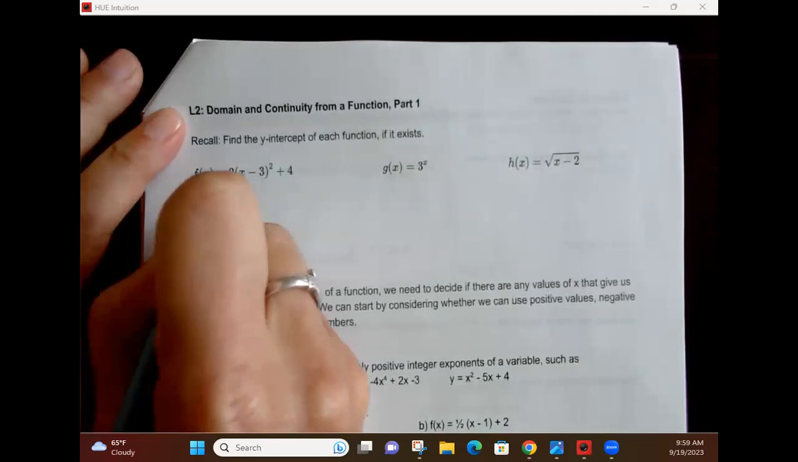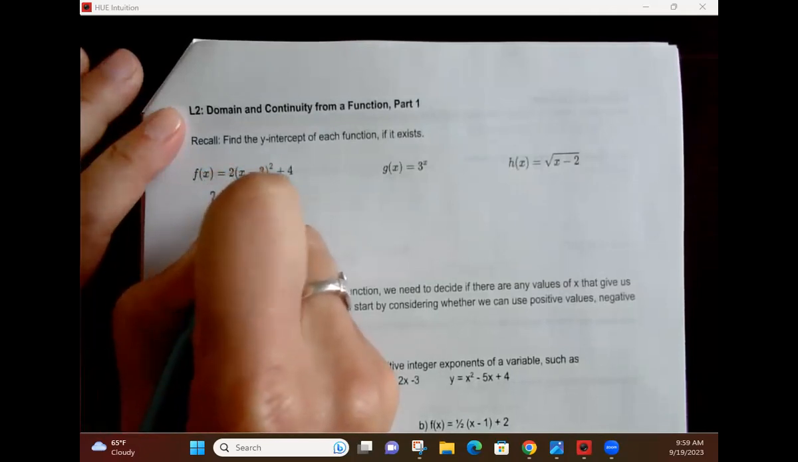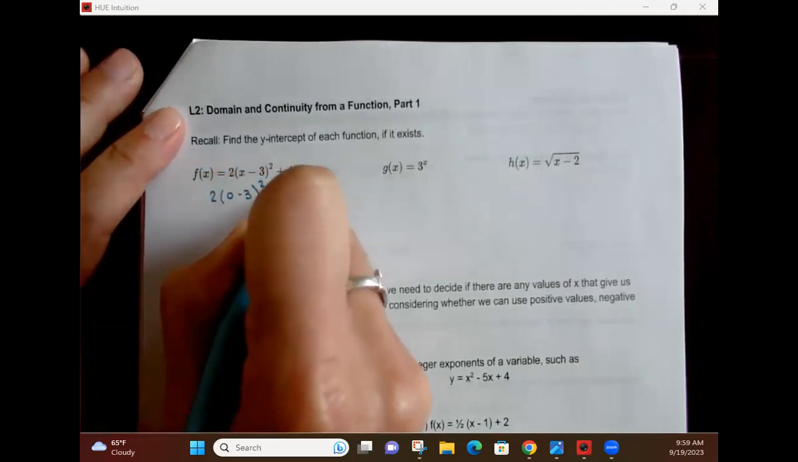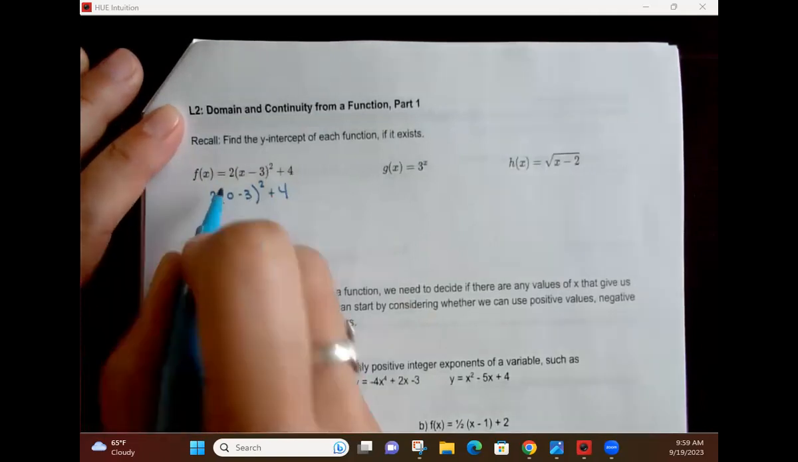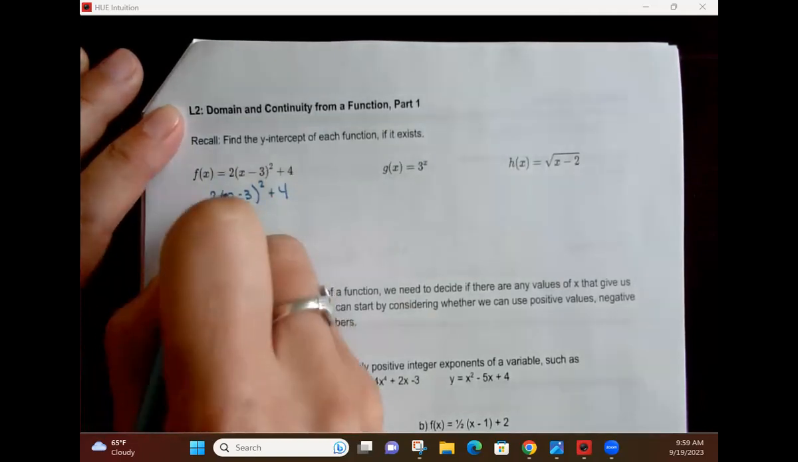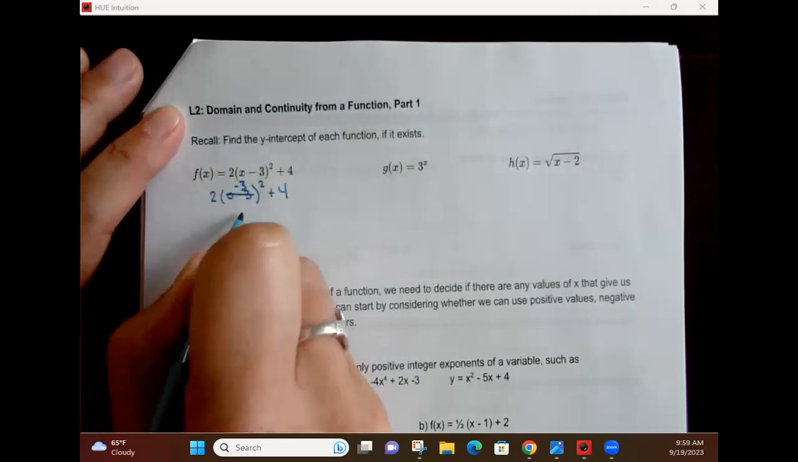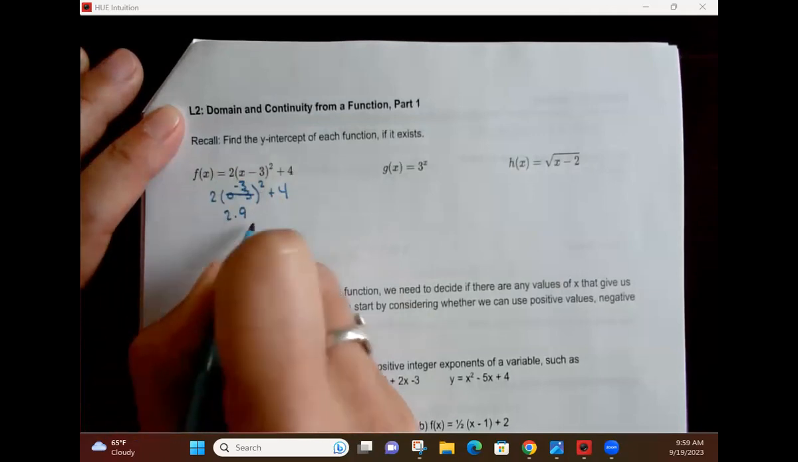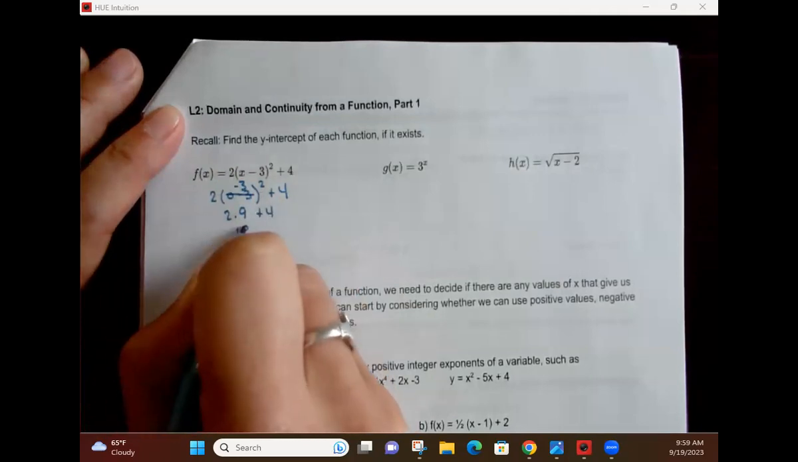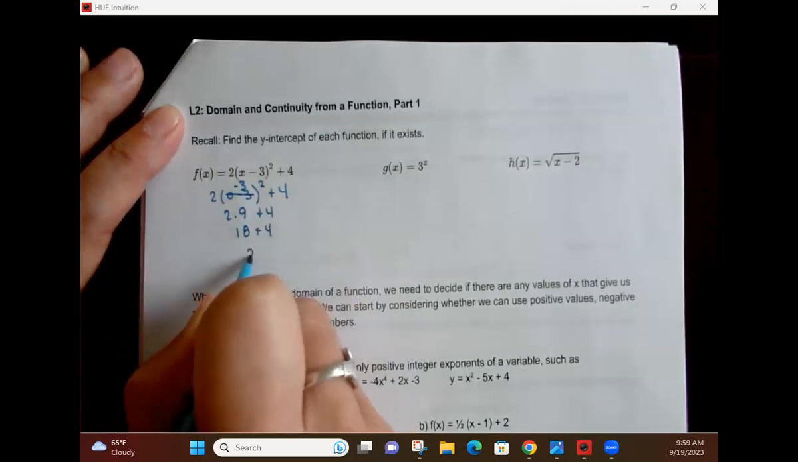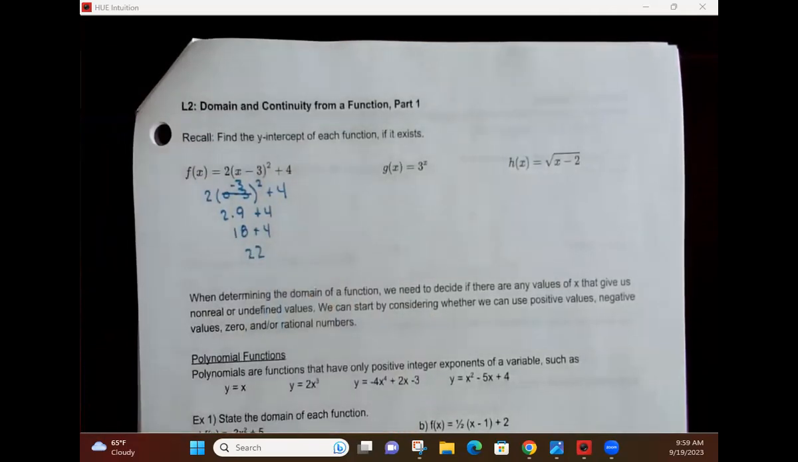So if I start plugging in 0 for x for my functions, for this first function, we would get -3. -3 squared is 9. 2 times 9 is 18. 18 plus 4 is 22. We have a y-intercept for that first function at 22.